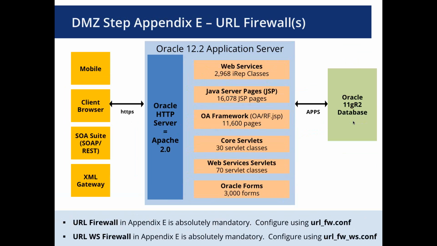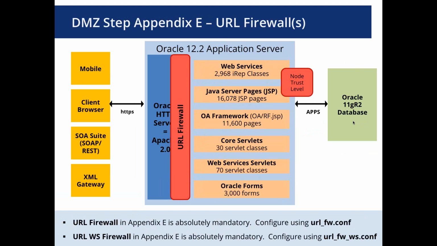Taking this a step further into the web services, we have the same forms. What I've laid out here is the 12.2 architecture. On the left, we have mobile. We have our SOA Suite, or SOAP and REST calls, and we have the XML Gateway. The tool that Oracle gives us to secure the web services starts with the URL firewall. That needs to be configured.